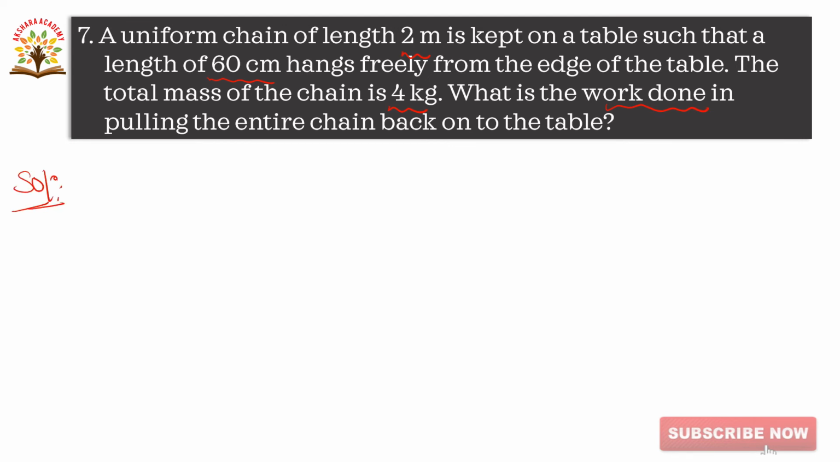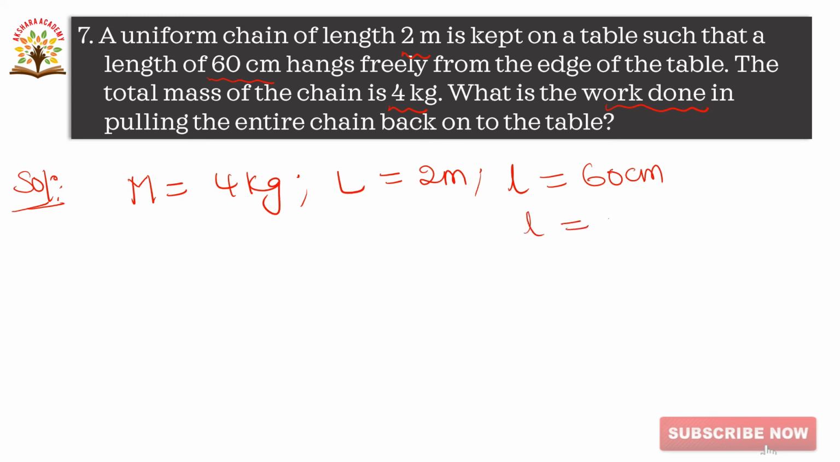Given the mass of the chain M is equal to 4 kilograms, and the length of the chain is 2 meters. The length that hangs freely from the edge is 60 centimeters. Converting into meters, L is equal to 0.6 meters, and g is equal to 10 meters per second square. Okay, now the work done.